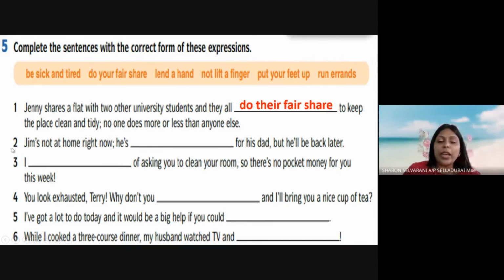Okay, so let's look at number 2. Jim's not at home right now. He's dashed for his dad, but he'll be back later.